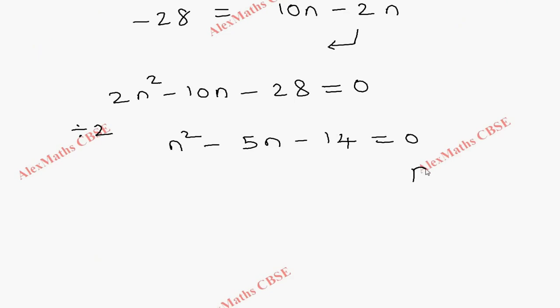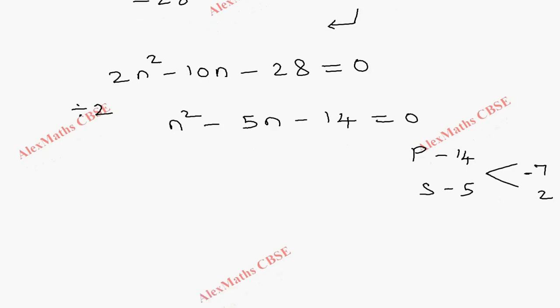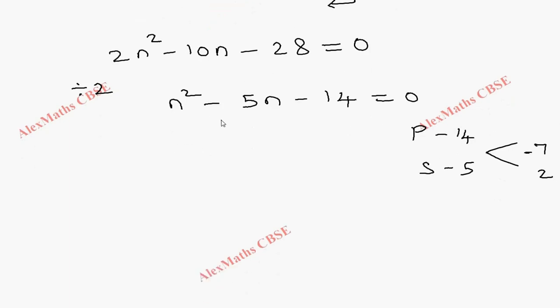We are going to factorize this. Product minus 14, sum minus 5. We can take 7 and 2, and when it is minus 7, when we add, it is minus 5, and when we multiply, it is minus 14. So we are going to split the middle term using these two numbers. So first term n square, then minus 7n plus 2n, then minus 14 equal to 0.